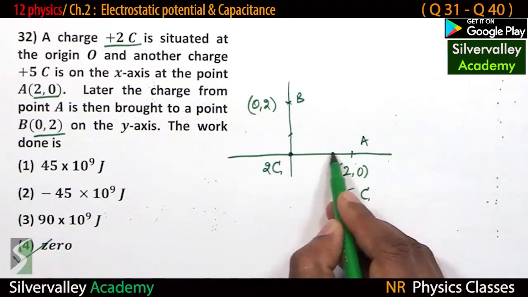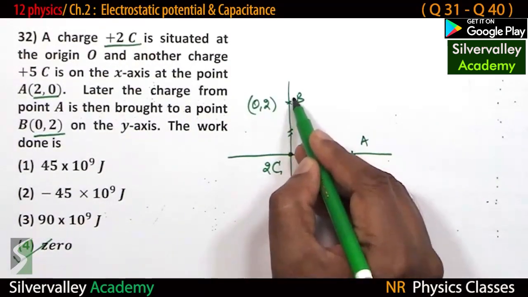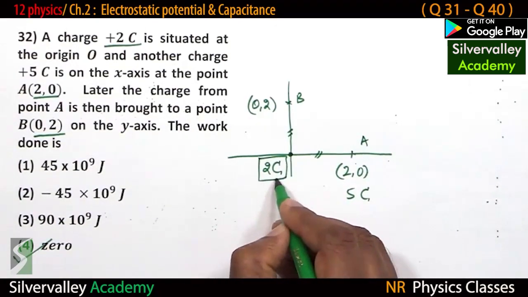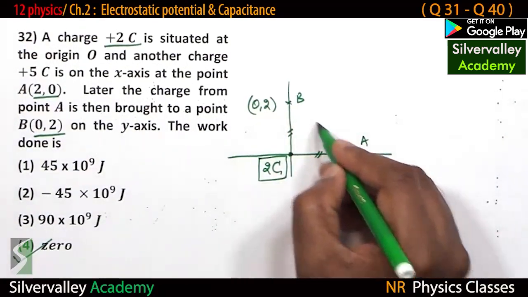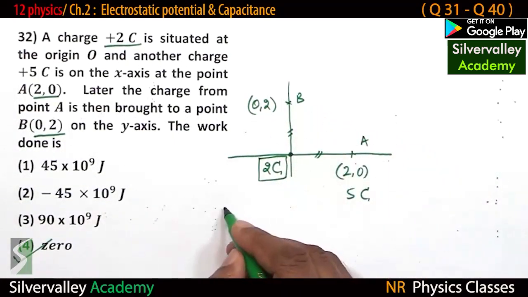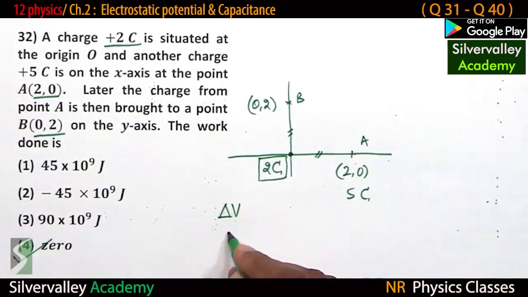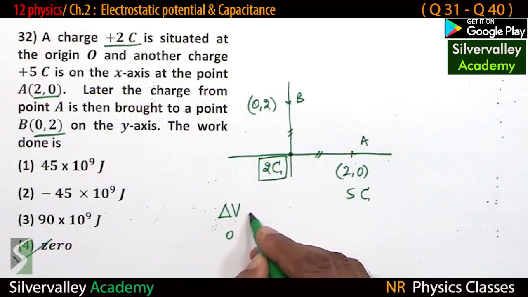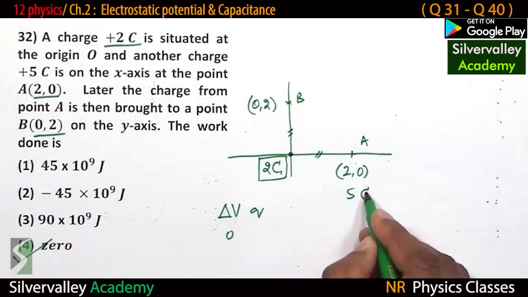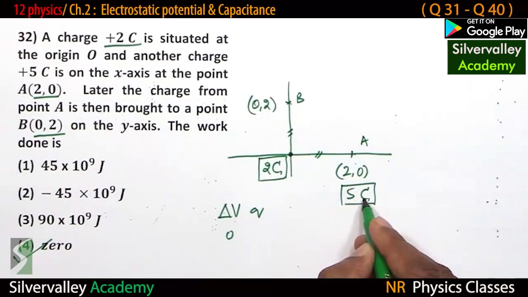This OA is equal to OB. If distances are equal, then charge is also same. Then these 2 points are at same potential. These 2 points are at same potential means potential difference is 0. Potential difference into charge. The charge which is moved from this point to this point, that charge is 5 coulomb.